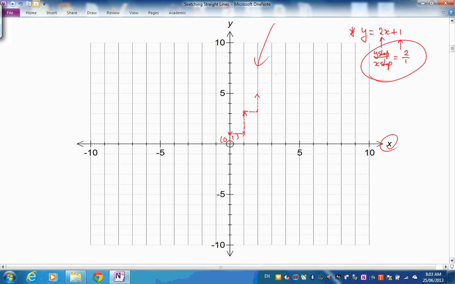Want to do more? Come over here. We'll go 1 in the x and 2 in the y. That's what keeps it straight. That's what keeps it straight.